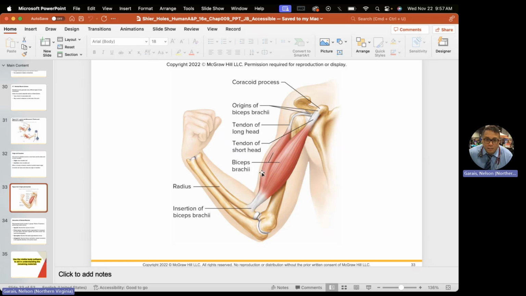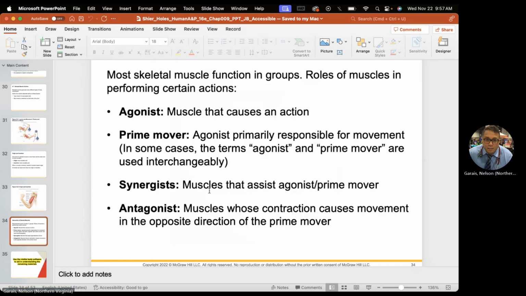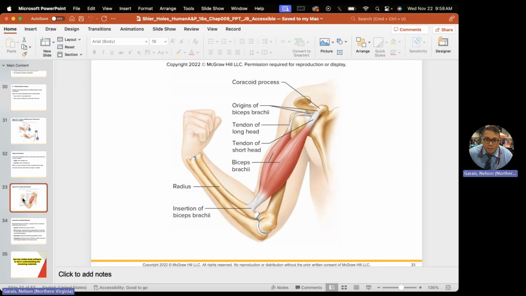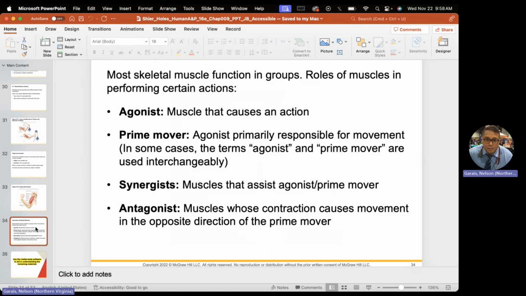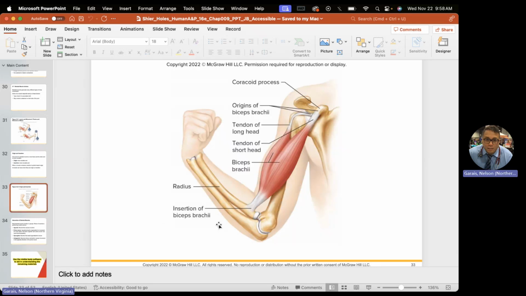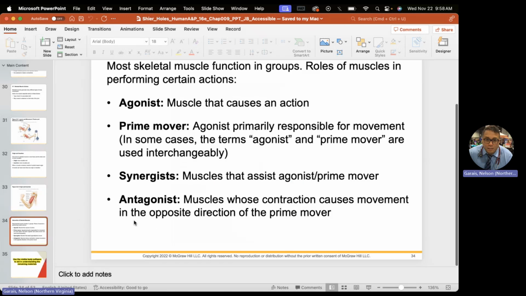So the biceps, upon flexion, is the agonist. It's the main muscle, and it's also called the prime mover, because it is the main muscle that's going to cause flexion of this appendage right here. Now, what's a synergist? A synergist is a set of muscles that help the prime mover, because syn means the same. And the antagonist is the muscle that goes in the opposite direction.